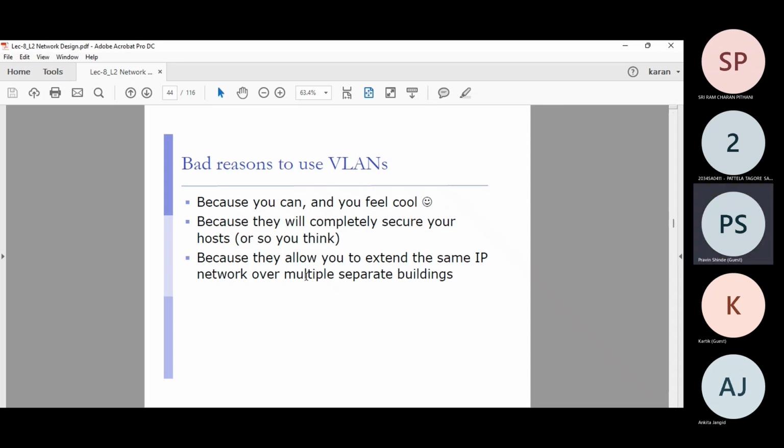Bad reasons to use VLANs. Okay, because you can and you feel cool, because they will completely secure your hosts, or so you think, because they allow you to extend the same IP network over multiple separate buildings. But there are challenges for them.